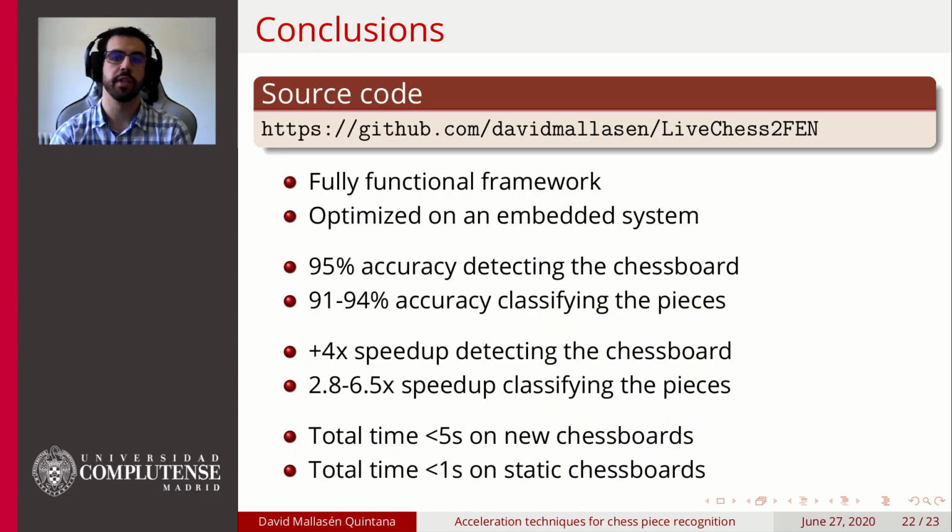To sum up, we have built a fully functional framework that is optimized on an embedded system, the Nvidia Jetson Nano, achieving 95% accuracy when detecting the chessboard and between 91 and 94% accuracy when classifying the pieces. Optimizing the different phases of the program, we have sped up the chessboard detection by a factor of 4, and the piece classification by a factor between 2.8 and 6.5, depending on the model used. Overall, we have achieved an execution time that can keep up with a live chess game. We can process a new chessboard in under 5 seconds, and subsequent boards in under 1 second.